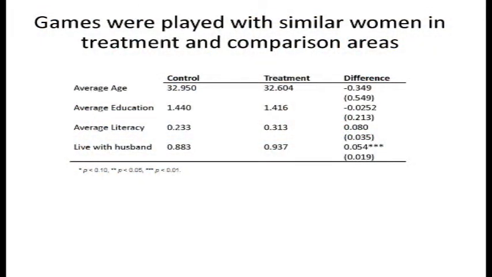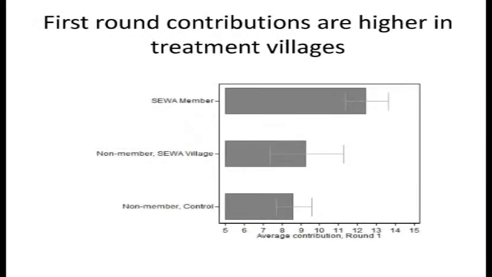And once again, this is a balance table just showing that players within control and treatment villages are basically similar across different observable characteristics. What do we find in terms of the first round contributions then?